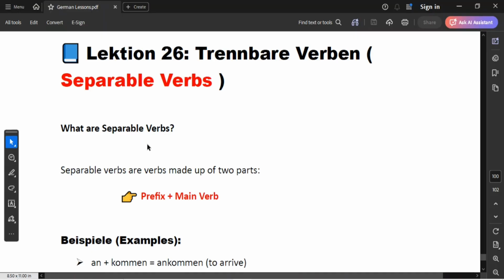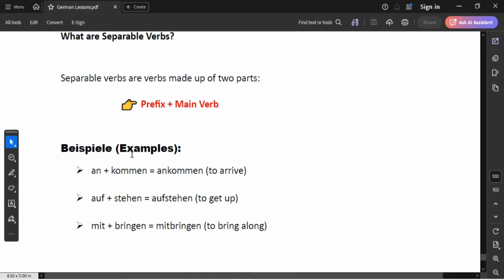What are separable verbs? Separable verbs are verbs that are made up of two parts. So in a nutshell, separable verbs are made of two parts. And which are these two parts? We have a prefix plus a main verb. I'm going to use these examples to give you a better understanding of what a prefix and a main verb are.